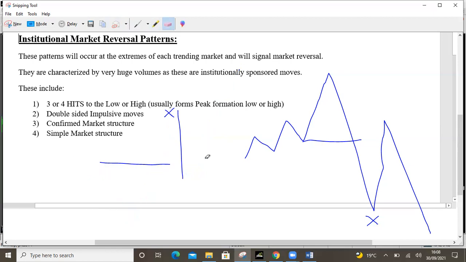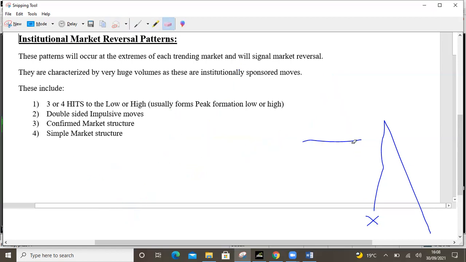So that is it on the double-sided. Of course, I'll show you chart examples on MT4. So this, I'm just explaining it, and then we will deal with it as we find it on charts.